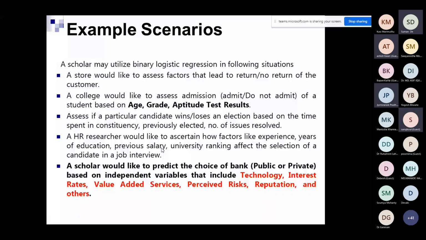Another example: a scholar would like to predict the choice of bank, public bank or private bank, for availing a loan or having an account. So how do you choose? Actually, there are several factors: the technology, interest rate, value-added services, perceived risk, reputation, and others. These, the red colored ones, are independent variables. Choosing the bank, public or private, is a dependent variable.